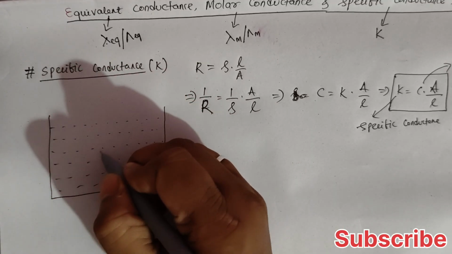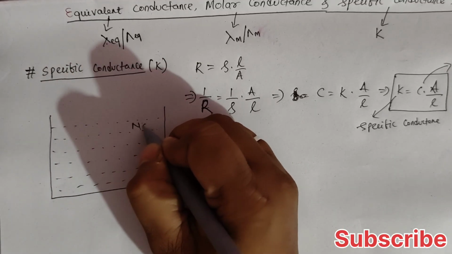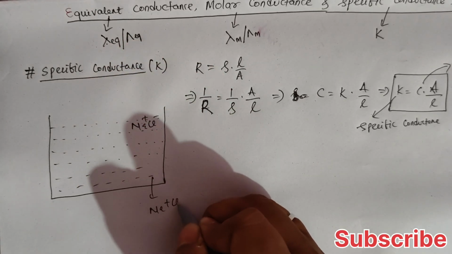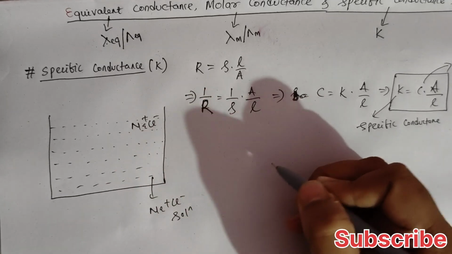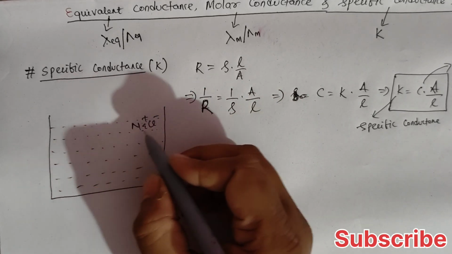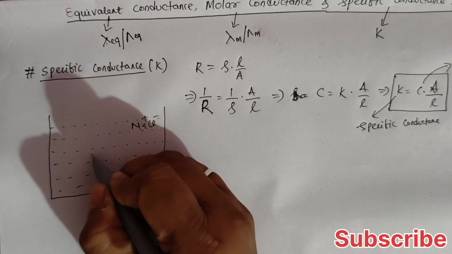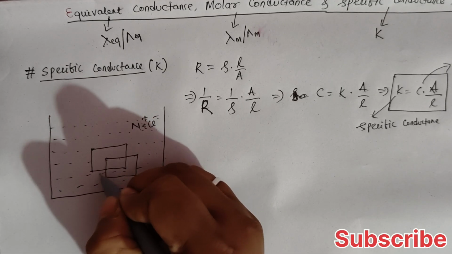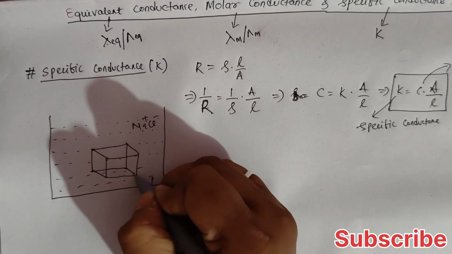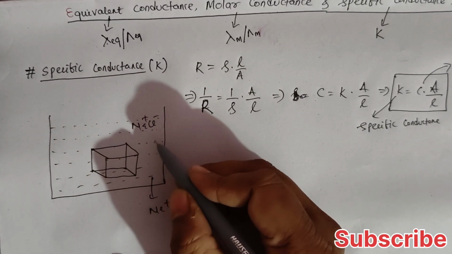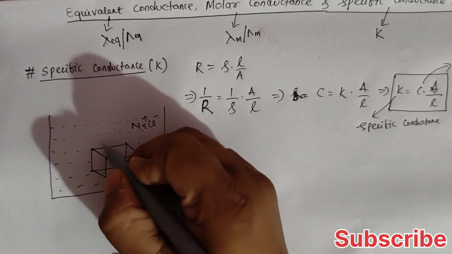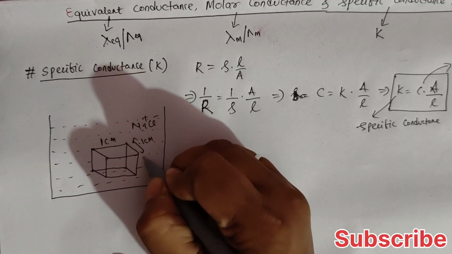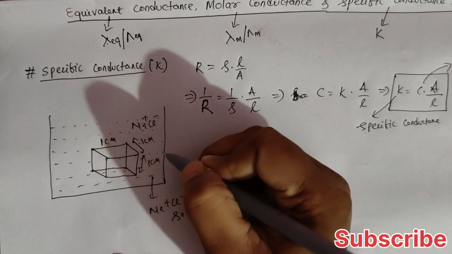Let me take NaCl solution. This is the NaCl solution. Clear? If I take a solution and in that solution I take an area of 1 centimeter, clearly understand what I tell you here. If I take a solution of NaCl and in that solution I take 1 centimeter length, 1 centimeter breadth and 1 centimeter height, then what happens?